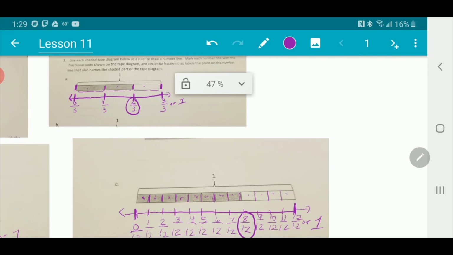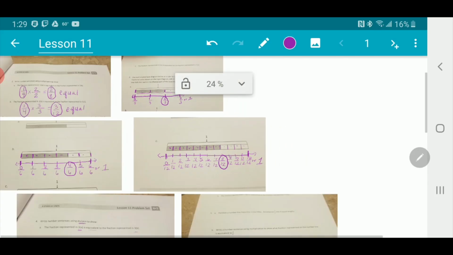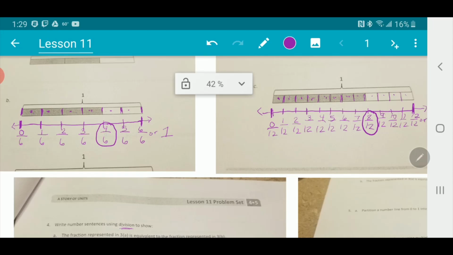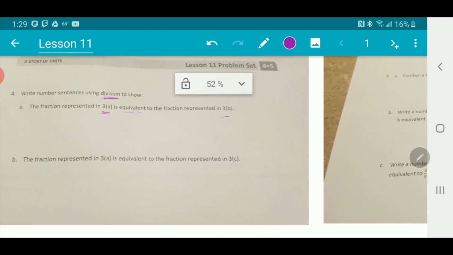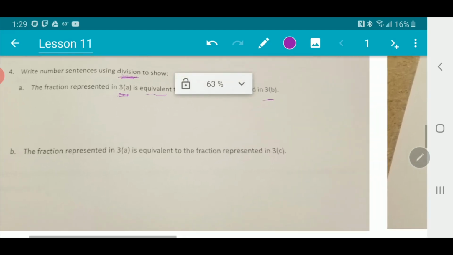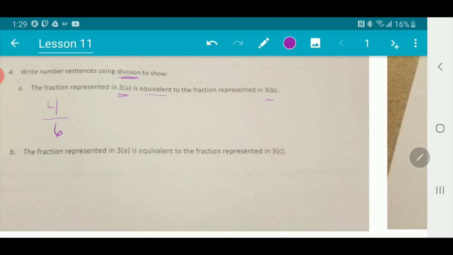Going back to 3A, our answer was 2/3. We're going to see how that is equivalent to our answer for 3B, which was 4/6. Usually when you do division, you want to start with bigger numbers. So because of that, we're going to start by looking at the fraction 4/6. We're going to write our number sentence for division. We're going to show how that is equal to 2/3 using division.